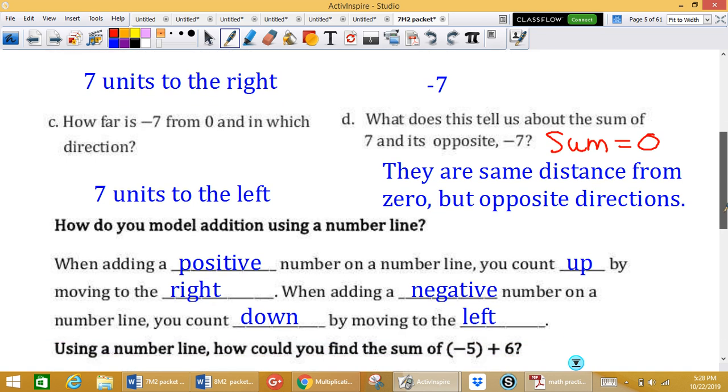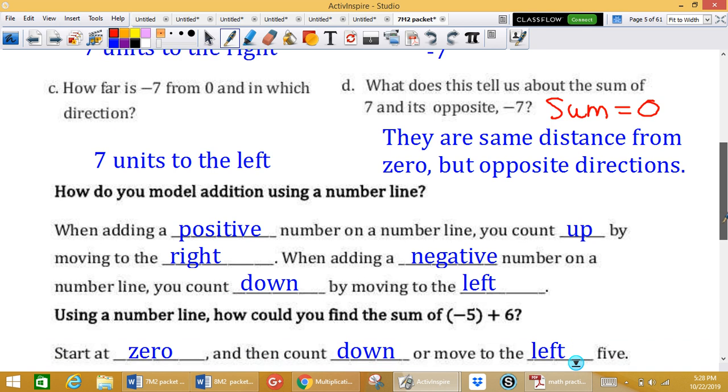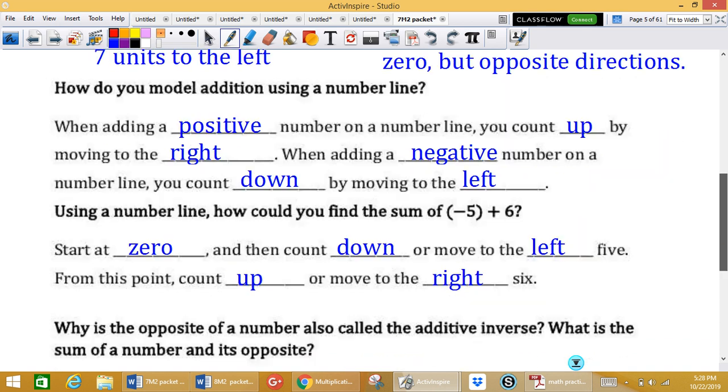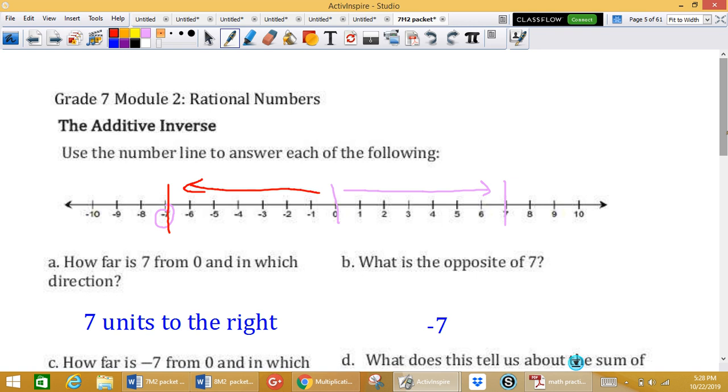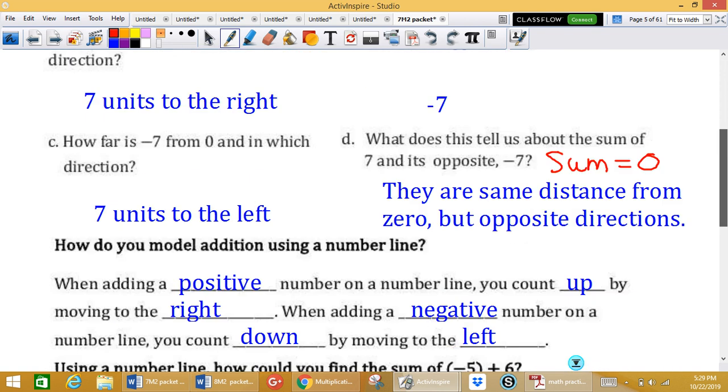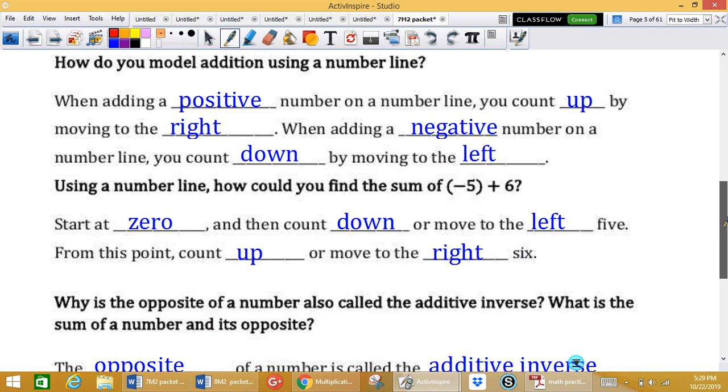Use the number line. How could you find the sum of -5 plus 6? So let's go up here. -5 plus 6. So I'm going to go back 1, 2, 3, 4, 5 to negative 5. Now I need to add 6. 1, 2, 3, 4, 5, 6. So the answer is 1. So start at 0, then count down or move to the left 5. From this point, count up or move right 6.